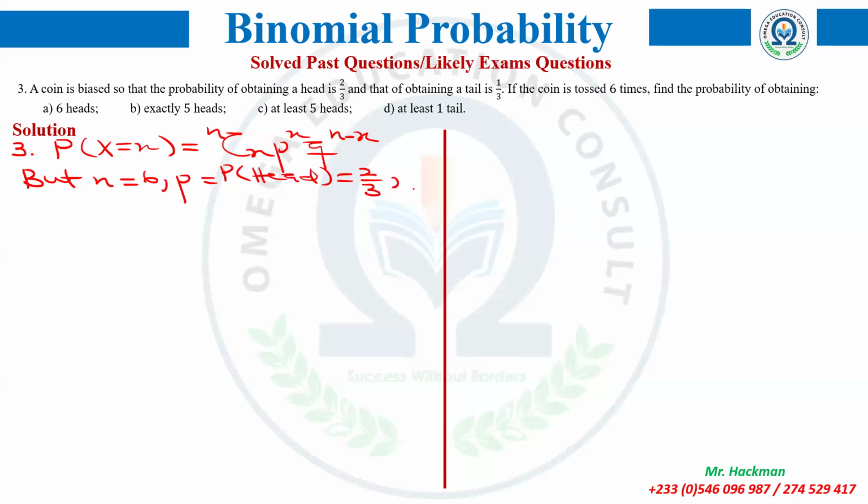And the probability of obtaining a tail will be your q. Is that not it? Yes. So your q will be equal to what? Your probability of obtaining a tail. I'm writing it; you can choose not to write this, you know it implies. And that will be equal to 1 over 3. So now what is left will be our x. Then we are good to go. But we'll pick the x from the questions.